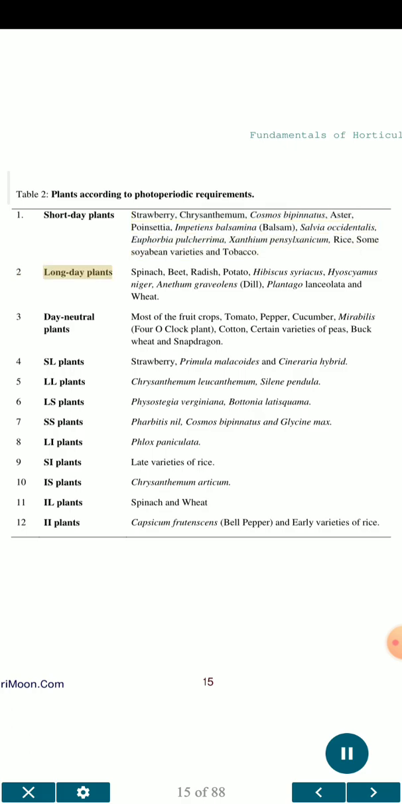2. Long day plants: spinach, beet, radish, potato, Hibiscus syriacus, Hyoscyamus niger, Anethum graveolens, dill, Plantago lanceolata and wheat. 3. Day neutral plants: most of the fruit crops, tomato, pepper, cucumber, Mirabilis, four o'clock plant, cotton, certain varieties of peas, buckwheat and snapdragon.